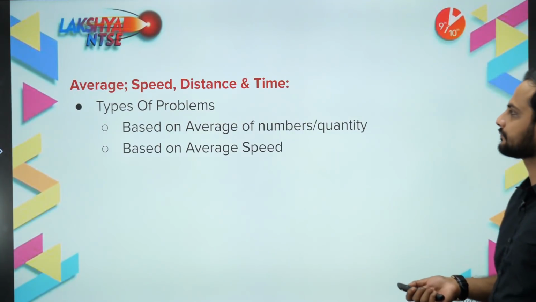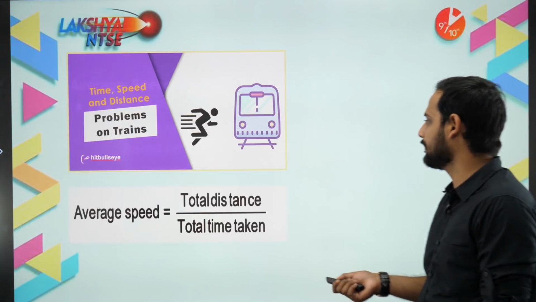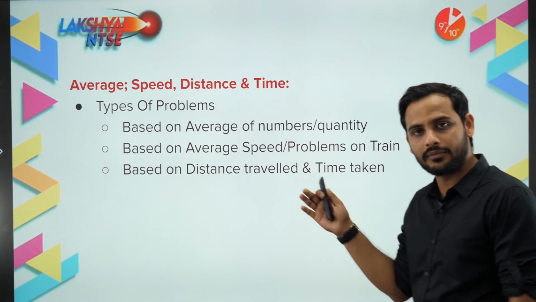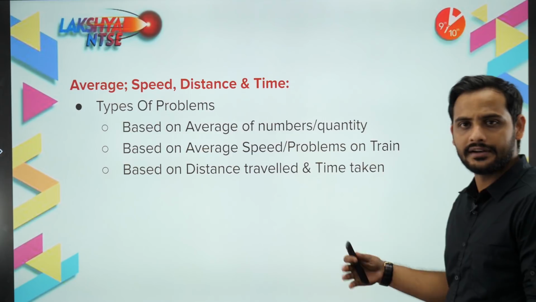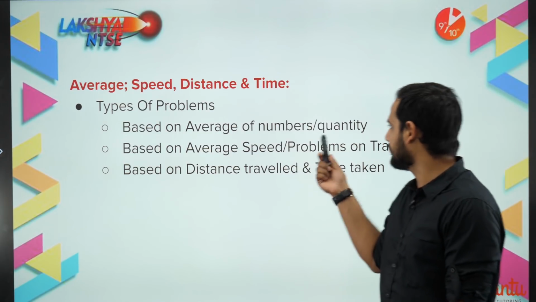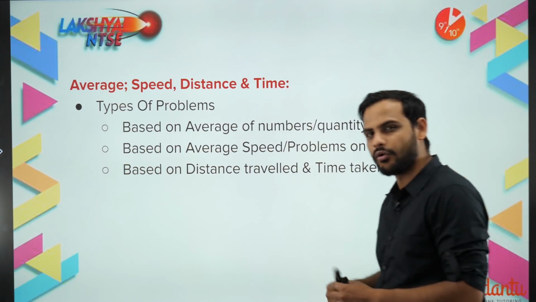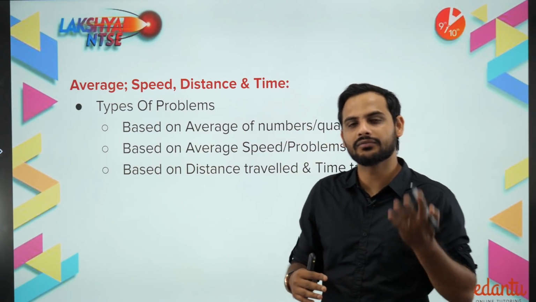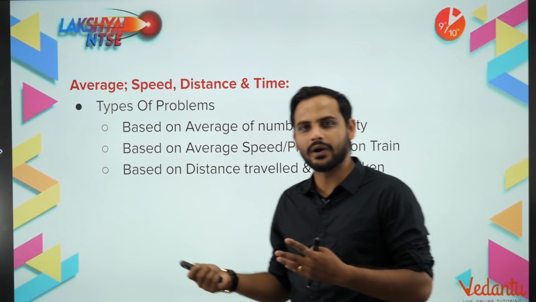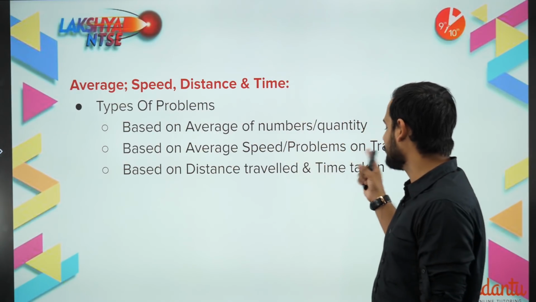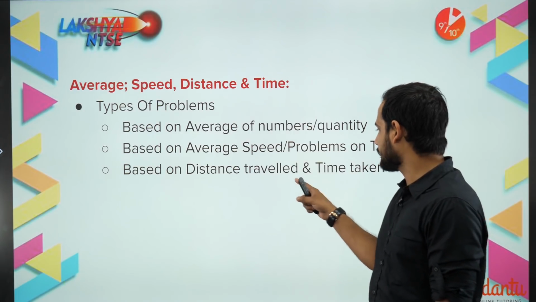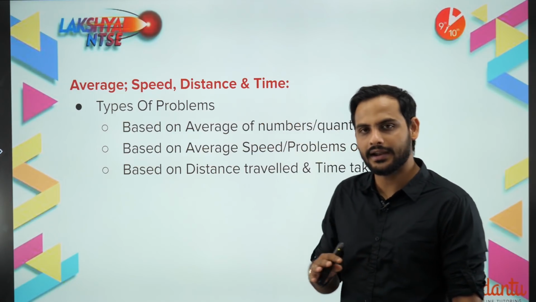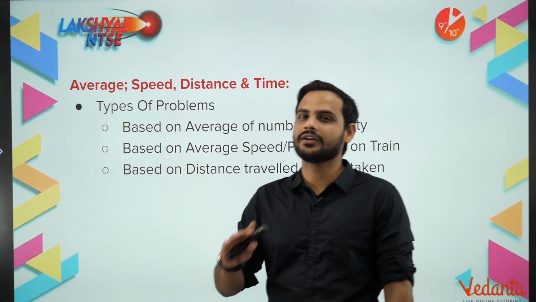The types of problems will be, first we'll be talking about the types of problems on averages, and then average speed and distance and time. First will be average of numbers or quantity, any average problems which you have already done, right? Average of 10 numbers was this, one more number was added, so this was increased or decreased, what was the quantity, like that. Based on average speed, problems on train, and then based on distance traveled and time taken. Got it? So these are the kind of problems which are there, and all of these are very good problems, easily understood.